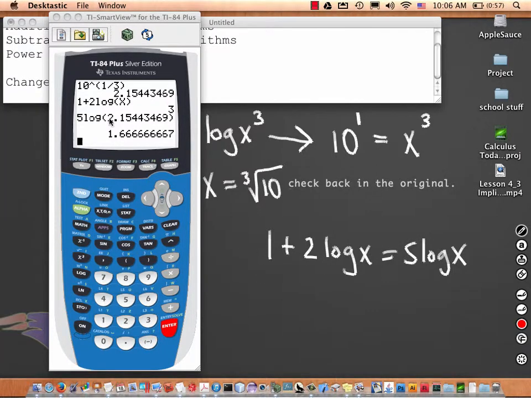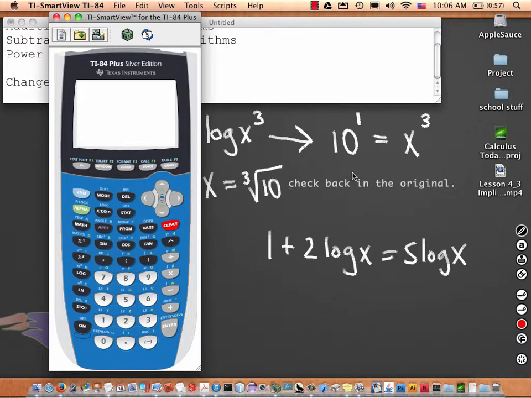Okay, so we solved this. So we did 10 to the first equals x cubed. So 10 raised to the 1 divided by 3 is that. I'm going to store that into my variable, because it's the cube root. And that would be the 1/3 power.